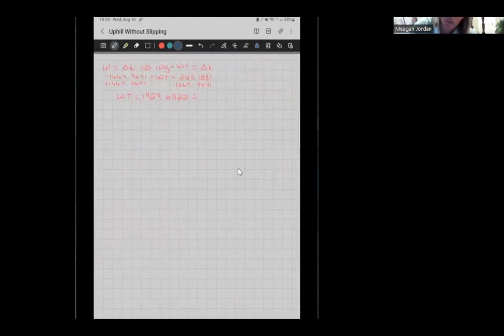So if we take our total work and make that equal to delta K, we can find that answer. Since we have W_G, the work done by gravity of negative 1,664.4641, plus our W_T, which is what we're going to find, we make that equal to the change in kinetic energy. So we know that was 265.1881. Well, we need to get W_T by itself, so let's add 1664 to both sides. So that ends up giving us work done by tension is equal to 1,929.6522 joules.